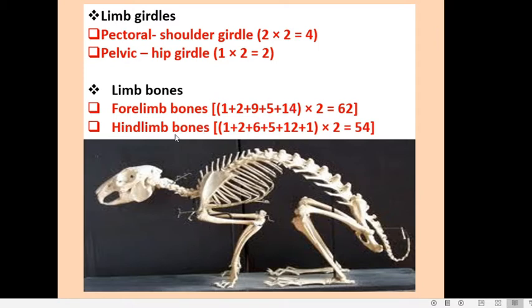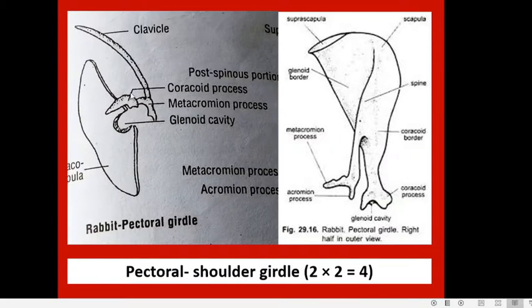Now the hind limbs. The hind limbs consist of 1 bone in the thigh, 2 in the shank region, then 6 in the ankle region, 5 in the sole region, 12 in digits and 1 bone in the knee region. So altogether 27, and in both hind limbs they total to 54. So first we go to the pectoral girdle or the shoulder girdle.